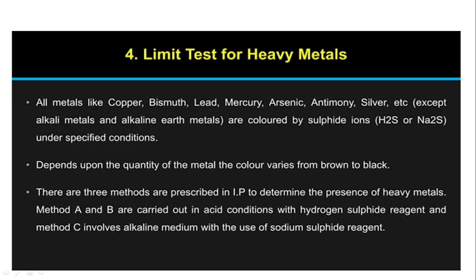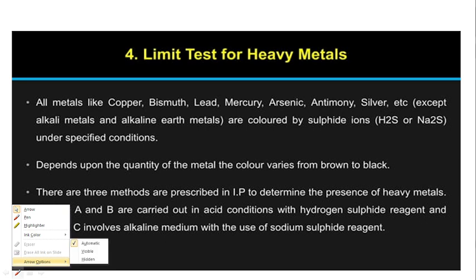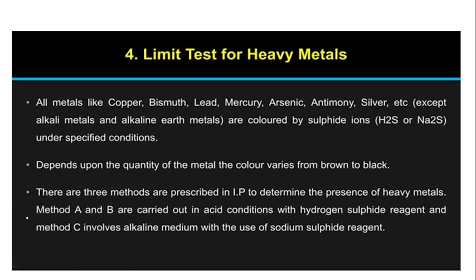Now there is a limit test for heavy metals. What is this heavy metal? Previously we went with chloride, iron, sulfate, so we mention clearly what element we are testing. Here we just give the name heavy elements. What is this heavy element? They are basically all the elements like copper, bismuth, lead, mercury, arsenic, antimony, silver, etc., except alkali and alkaline earth metals.